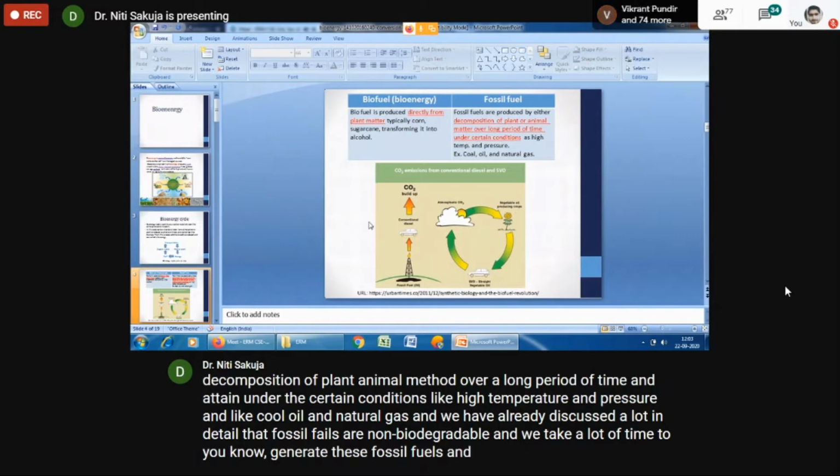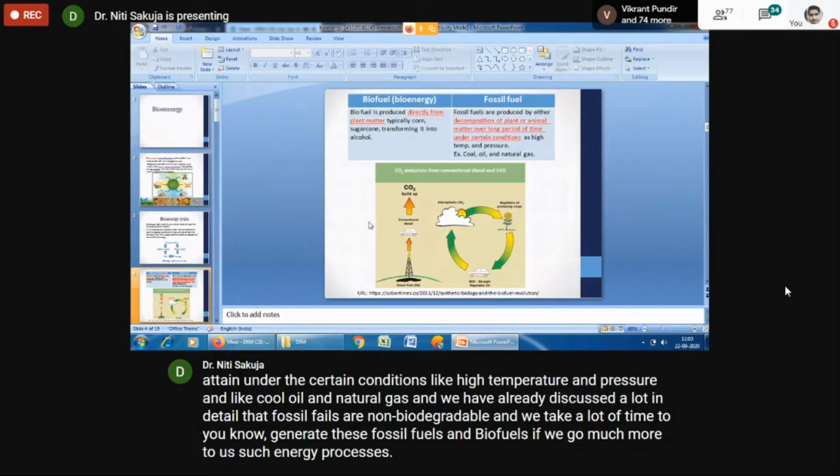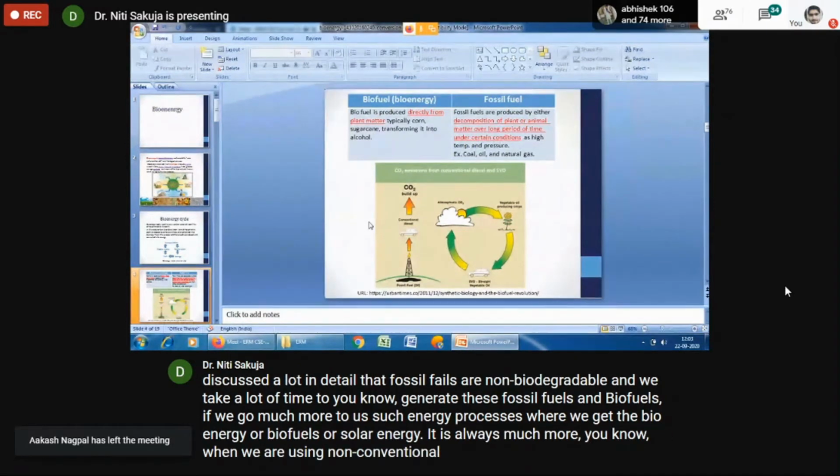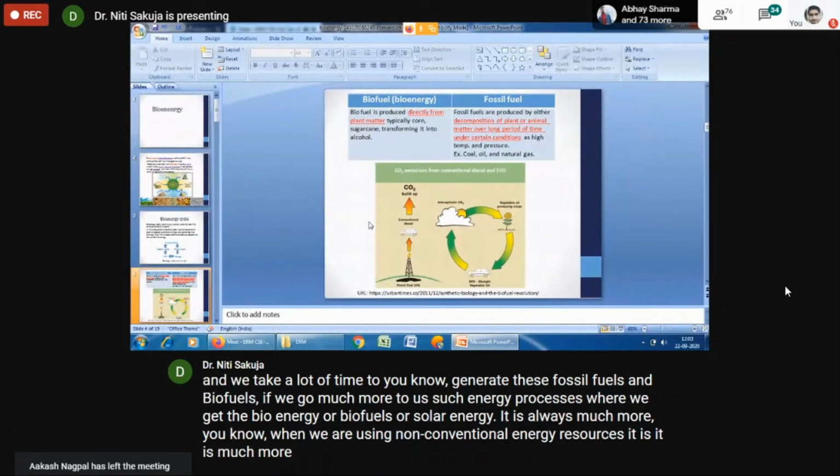If we move towards energy processes where we get bioenergy, biofuels, or solar energy, it is always much more useful to use non-conventional energy resources than conventional sources of energy like coal, oil, natural gas, etc.